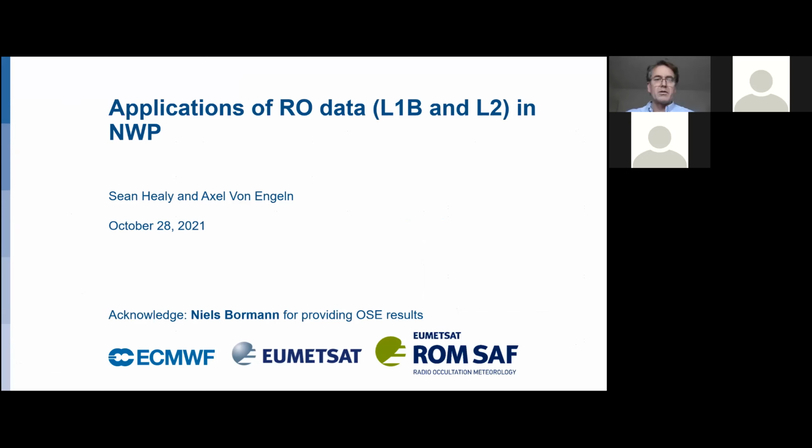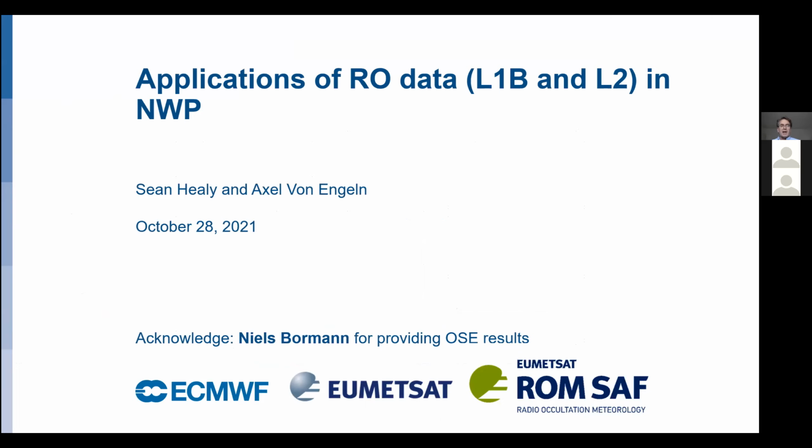So we're going to talk about the application of level 1B data and level 2 data in numerical weather prediction applications. It's a joint talk by myself and Axel. I should say I'm based at the European Centre. Axel is obviously EUMETSAT. And I've worked as part of the ROM SAF now for a very long time. And so we'd like to acknowledge all of those bodies. And I'd also like to acknowledge Niels Borman, who's really provided some really exciting new results that I'm going to present today.